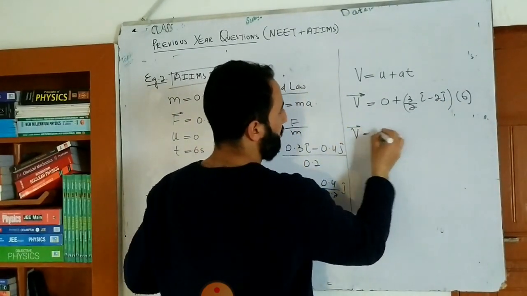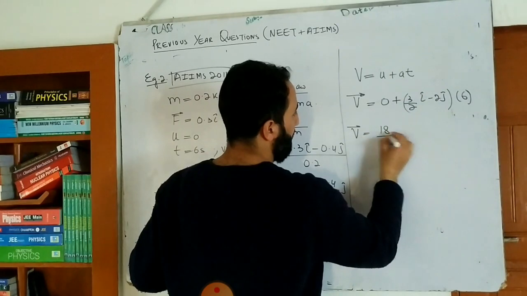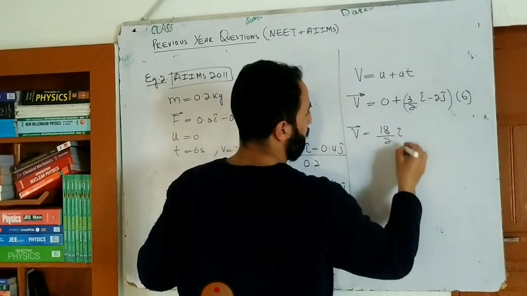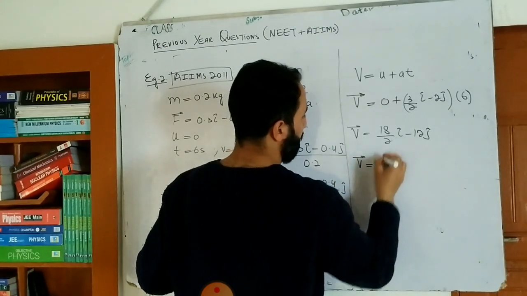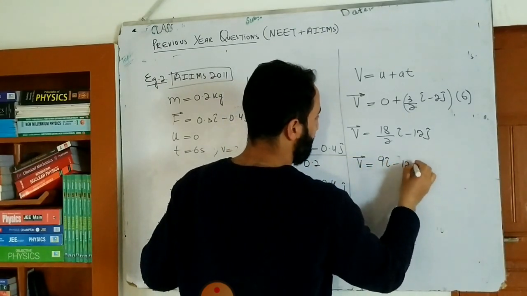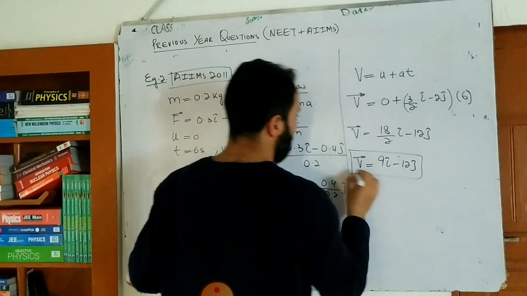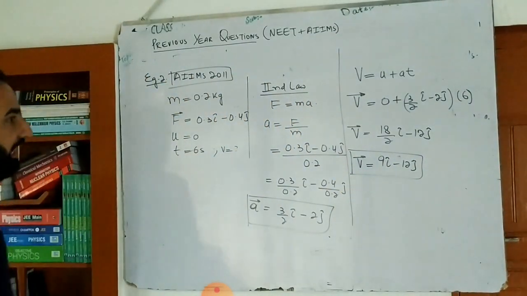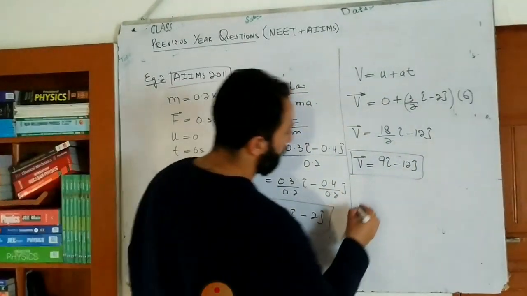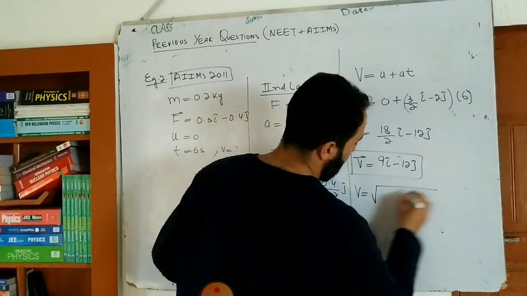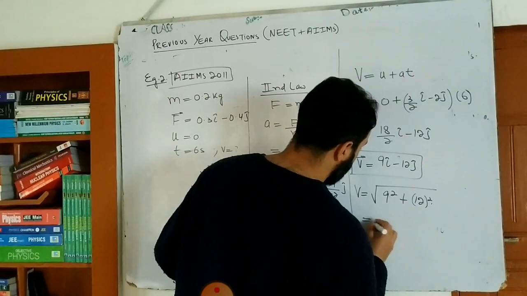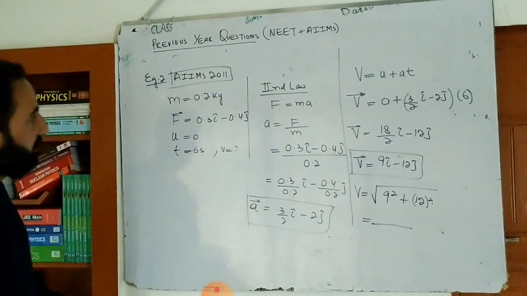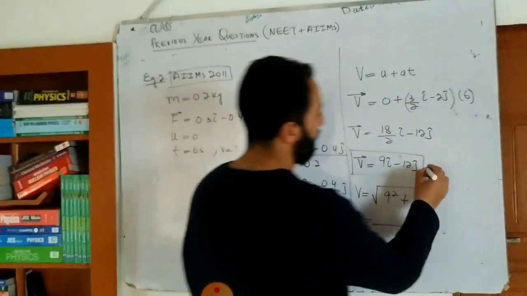So velocity v will be equal to 3 into 6 is 18 divided by 2 i kgf, 6 twos are 12, so minus 12 j kgf. So velocity becomes equal to 9 i kgf minus 12 j kgf. So this is the question that was asked in AIIMS 2011. If you want to calculate its magnitude, you can calculate the magnitude as well. v will be equal to under root of 9 square plus 12 square. Okay, this is the answer.